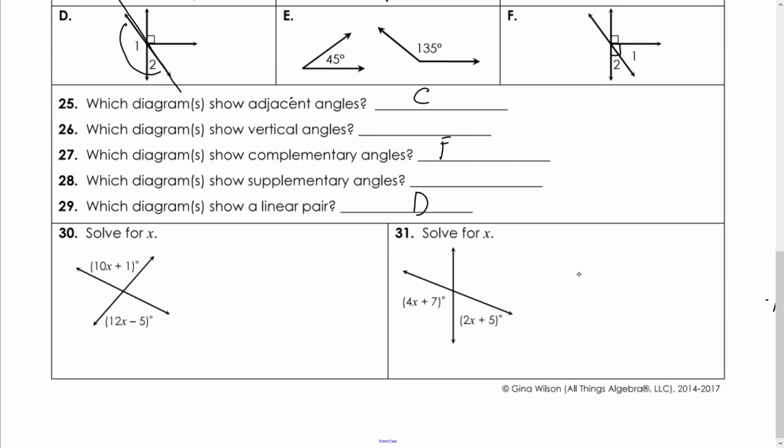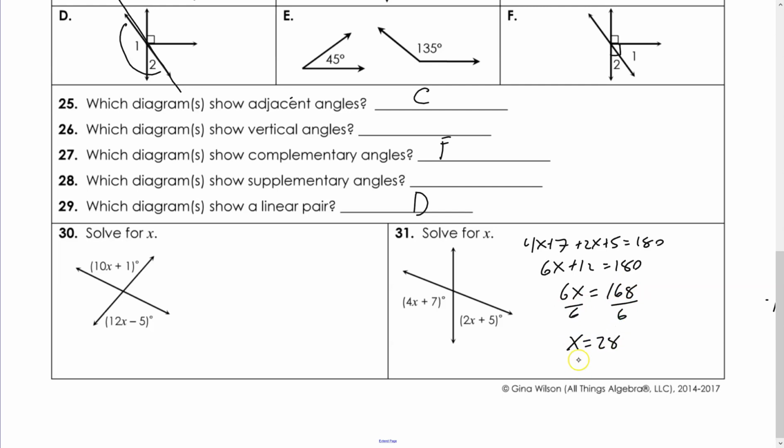Okay, 31. So 31 we need to solve for x. We look at these two angles. These are a linear pair. And linear pair equal 180. So we set the sum of them equal to 180. So 4x plus 7 plus 2x plus 5 equals 180. We can combine our like terms. When we subtract 12, we get 6x equals 168. And we divide by 6. x is going to equal 28.